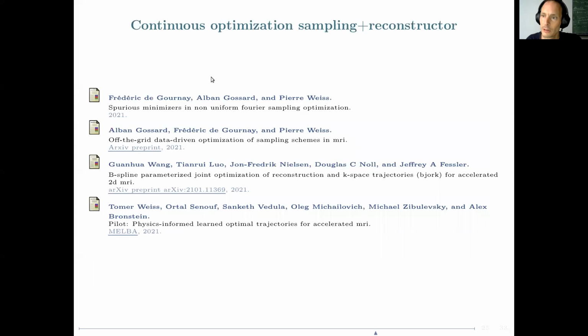So this leads me to continuous optimization of the sampling and the reconstructor. And there are quite few works. I only spotted 4 in the literature. So this paper here is quite important. It was published recently in Melba, called Pilot, by the group of Bronstein. And there is another very nice preprint by Jeffrey Fessler with a method called Bjork. And we also have 2 preprints.